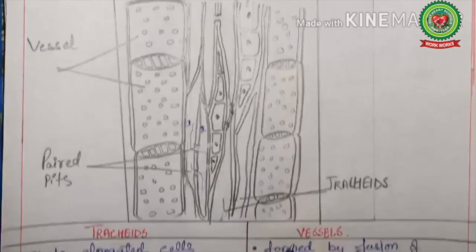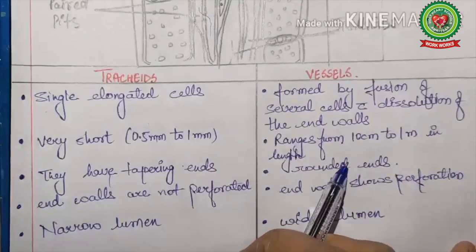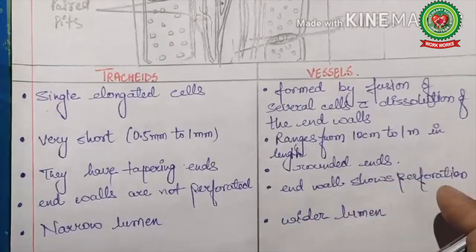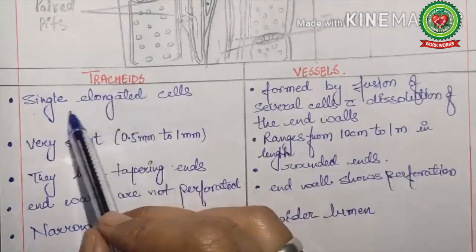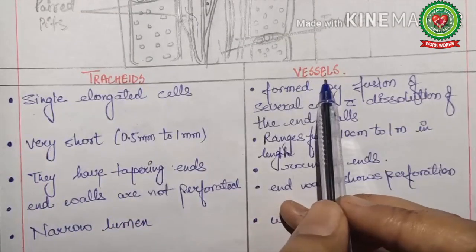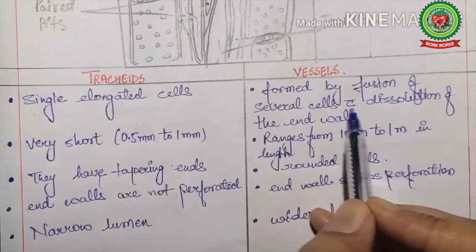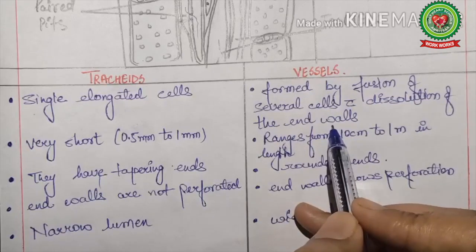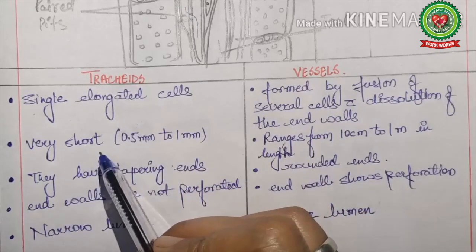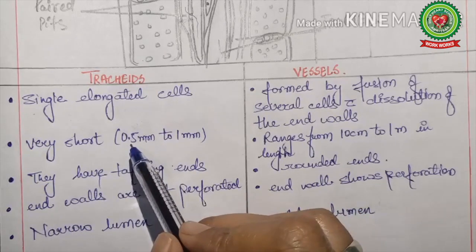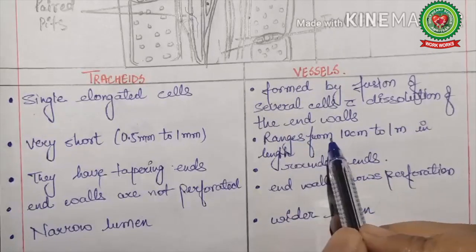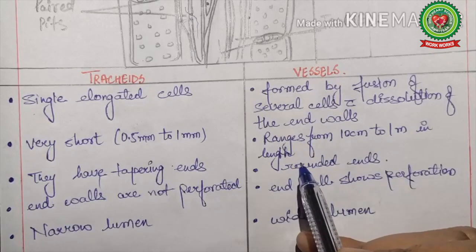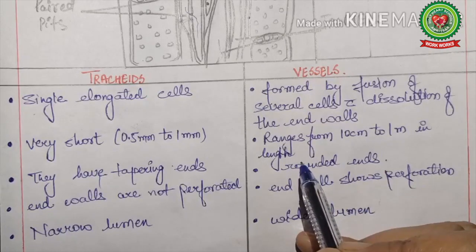Now, next we will discuss the difference between tracheids and vessels. We have already discussed tracheids and vessels. Now, we all know tracheids are single elongated cells, whereas vessels are formed by the fusion of several cells with dissolution of the end walls. Tracheids are small or short, approximately 0.5 mm to 1 mm in length. But if we talk about vessels, it ranges from 10 centimeter to 1 meter in length. That is the reason they help in conduction of water in higher plants, like trees.